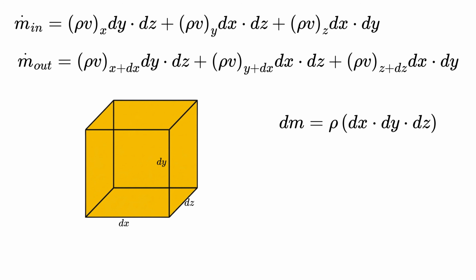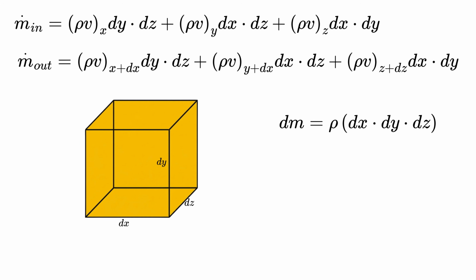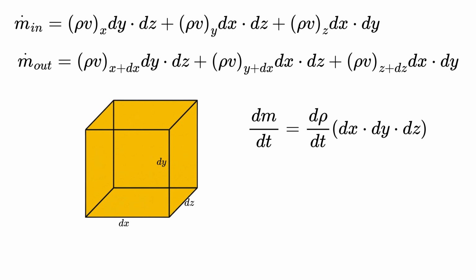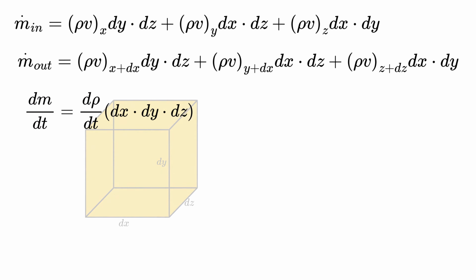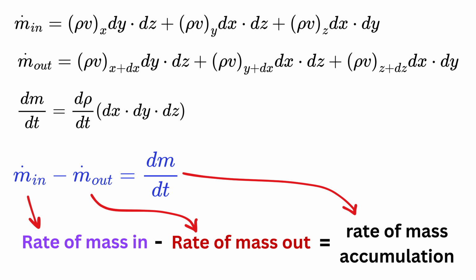Again, note that we are assuming the density is approximately uniform in space within that tiny control volume at a given time. It can change with time. It can also change with position, but over a very small volume, that variation is negligible. So we use rho only. Now, if this mass is changing with time, we take the derivative with respect to time. So the rate of change of mass becomes the rate of change of density multiplied by the volume, because we assumed the volume of this box is not changing with time. It is a fixed box.